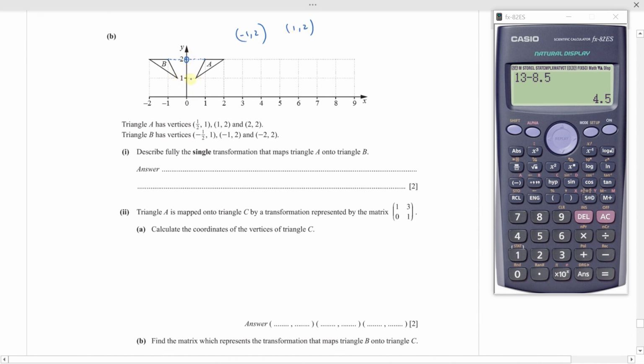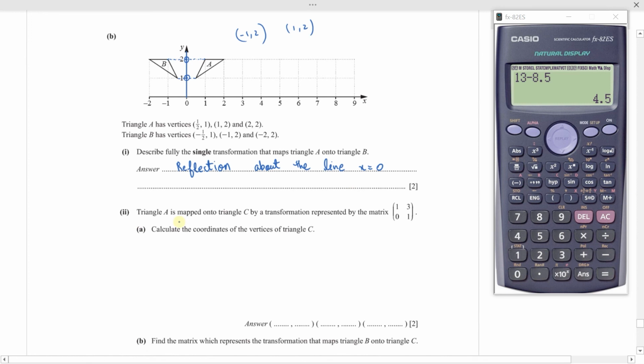Then again, these are the two corresponding points, and this is the midpoint. If you join these points, you will get the line of reflection, the line along which the reflection takes place. So this is the y-axis, or x equals 0. So the transformation is reflection about the line x equals 0, or about the y-axis. Both answers are correct. You can write y-axis or the line x equals 0.